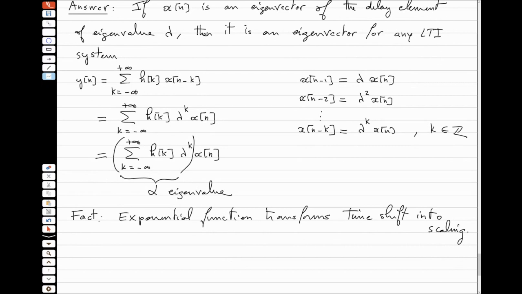But I'm going to conclude with this sentence. This fact, exponential function transforms time shift into scaling, is what makes EE205 and EE306 and even engineering 204 work. If exponential functions didn't exist, you wouldn't have engineering 204, you wouldn't have EE205, you wouldn't have EE306, and you wouldn't have Professor Nguyen. All right, so that concludes the lecture. And now, if you have questions, you can ask me.